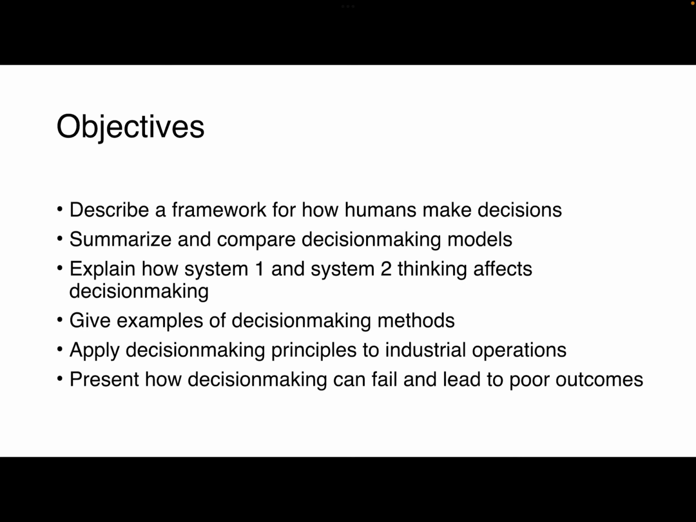So some of the core things I want us to get out of this: I want you to be able to describe how humans make decisions, summarize and compare different decision-making models, explain how System 1 and System 2 thinking affects decision-making. You should be able to give examples of decision-making methods, apply decision-making principles to industrial operations, and present how decision-making can fail and lead to poor outcomes.